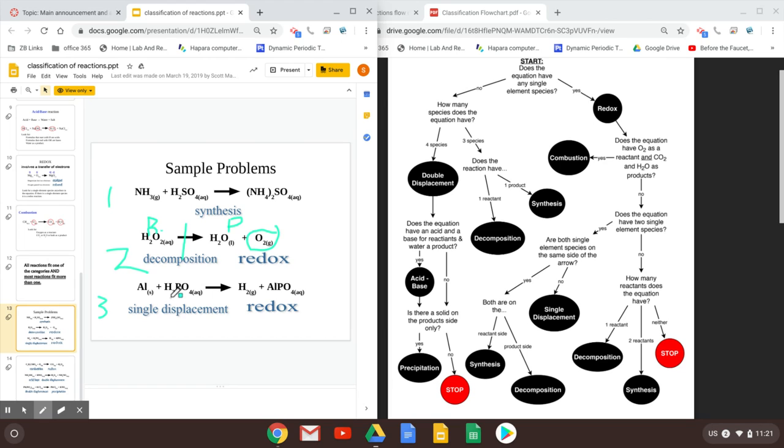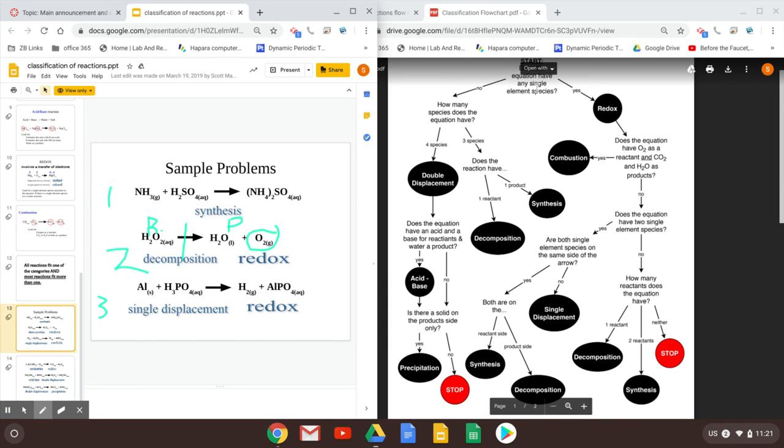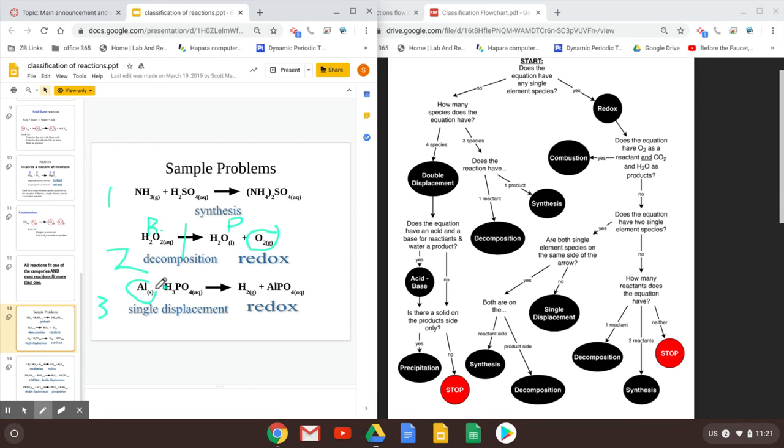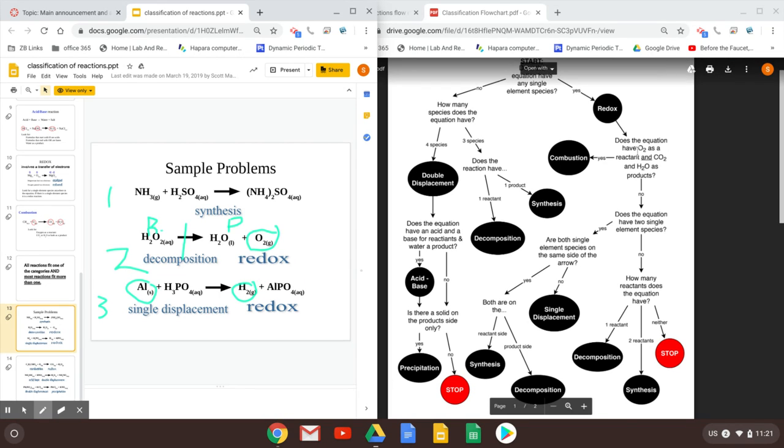Okay, so now let's go ahead and look at number 3. It's saying it's a single displacement and a redox. We always start when we're using this chart at the very top where it says start, and you go until it says end, or it gives you a final destination classification. So does it have any single element species? It sure does. It has two of them. It has Al and H2. All right, so the answer would be yes. So redox is your first classification.